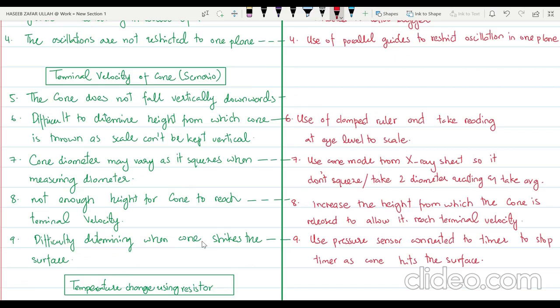So what you can do is you can use a cone made from X-ray sheet or a hard material so that it doesn't squeeze. What else can be done is that you can take the diameter horizontally and vertically, and then take the average. The eighth point is not enough height for the cone to reach terminal velocity.